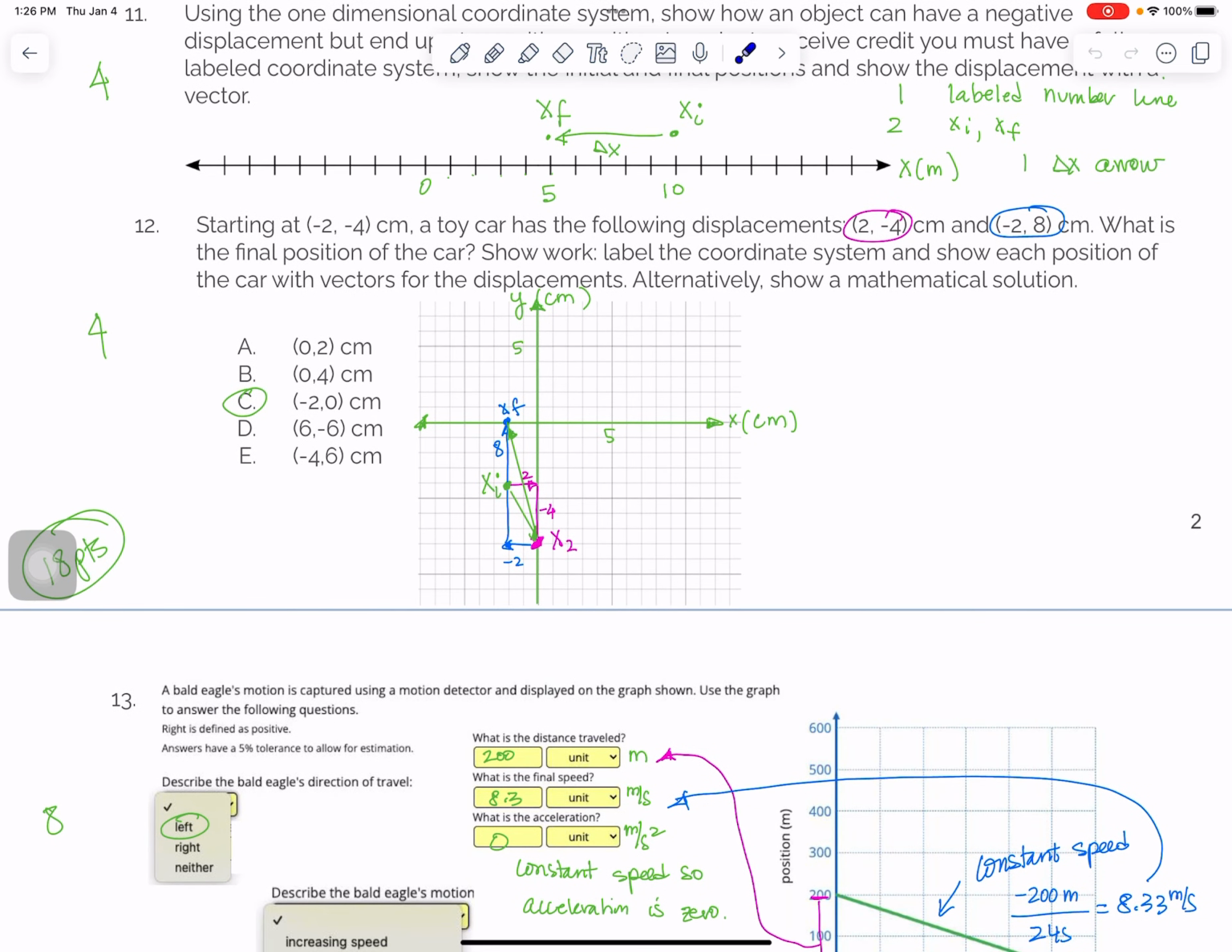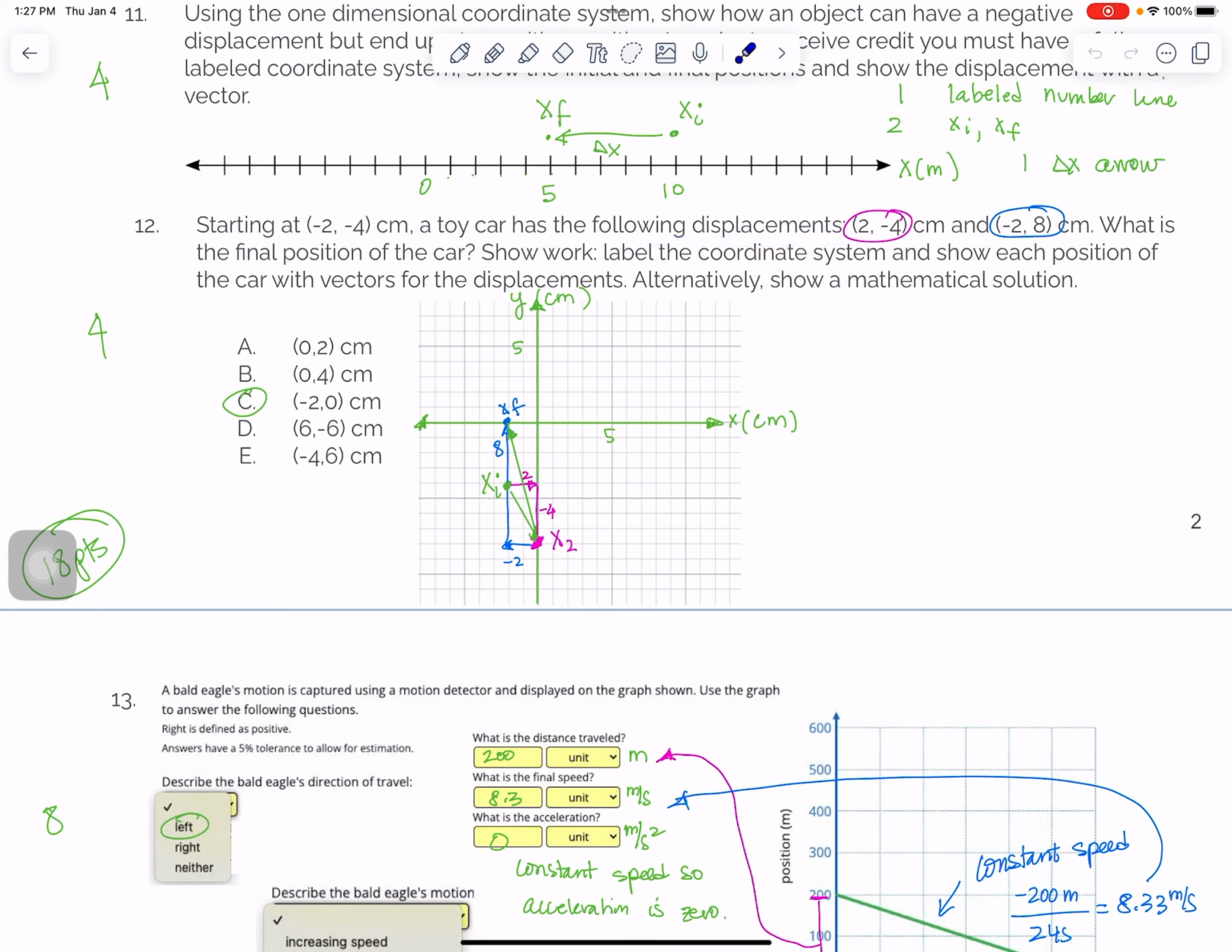Okay, number 12, starting at -2, -4. So you had to show that position. You also had to have a labeled coordinate system: x in centimeters, y in centimeters, and at least 1 hash mark, showing the x initial. The thing that was key is recognizing that this is a displacement, it's not a point.